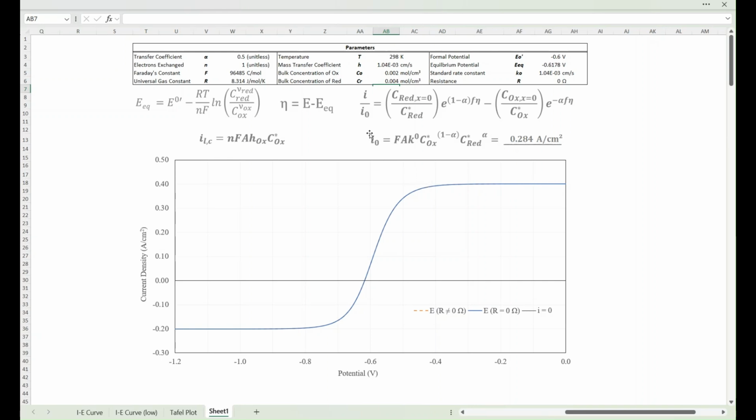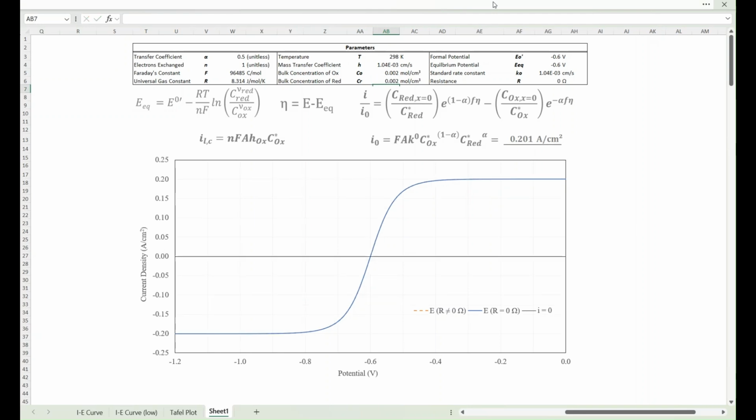And we can also see that our exchange current density has increased a little bit. It was at 0.2, but when I doubled the reduced species, it increased almost to 0.3 amps per centimeter squared. So let's bring that back and see how that exchange current density changes back to 0.2 amps per centimeter squared. And that's because this exchange current density is dependent on our bulk concentration of our species.